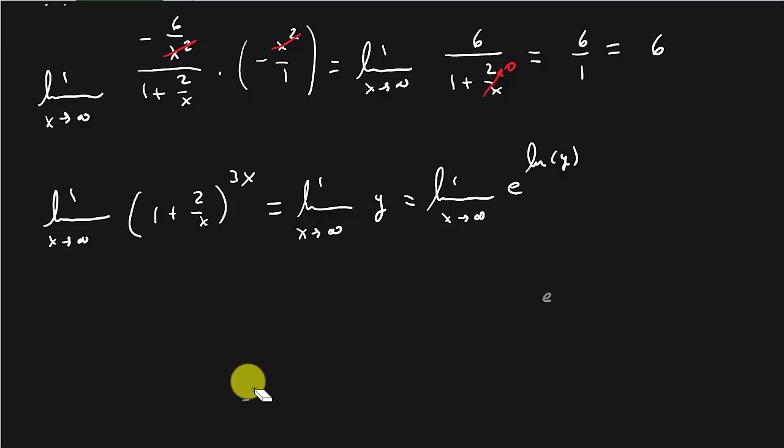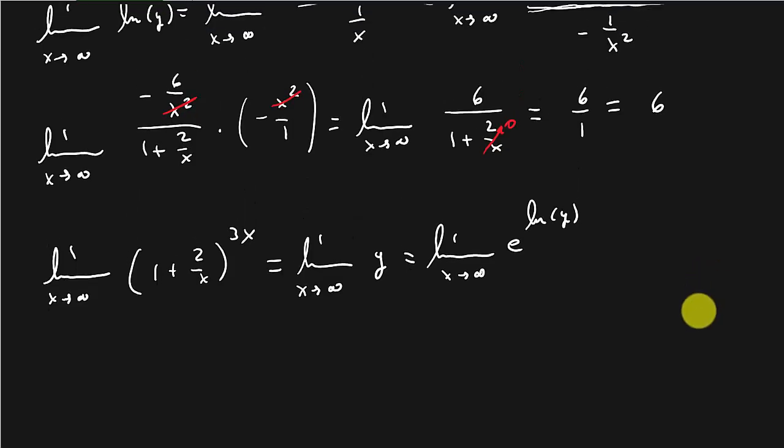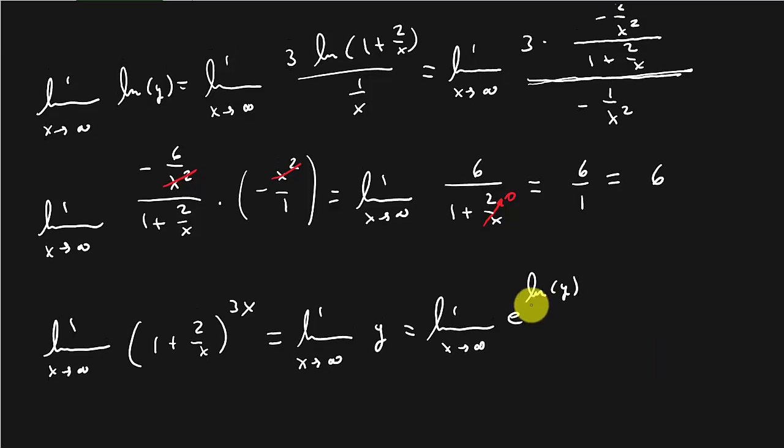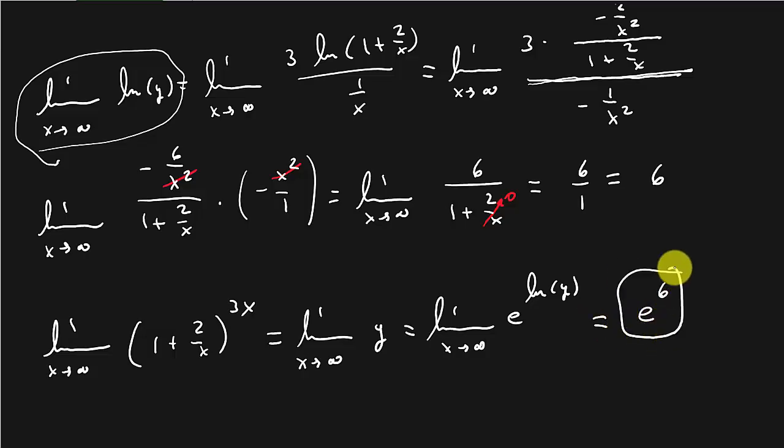So now, look at this. I've got the limit as x goes to infinity of e raised to the natural log of y. Well, what's the limit as x goes to infinity of natural log y? We did that right here. That's equal to 6. So this is e to the 6th, and there's your answer. That's a pretty cool problem.